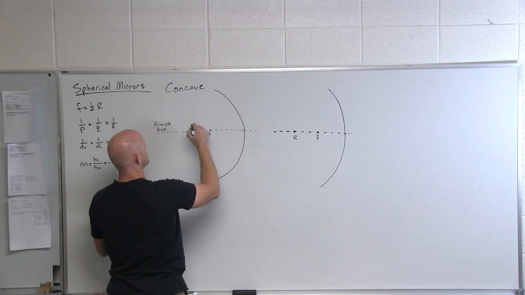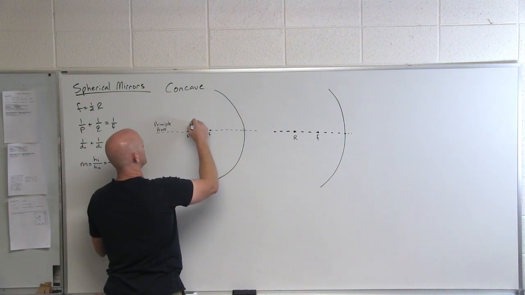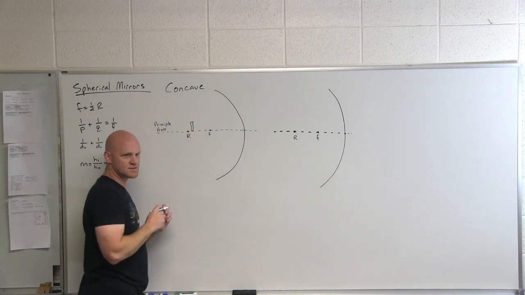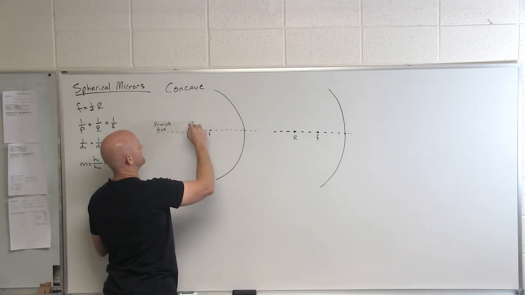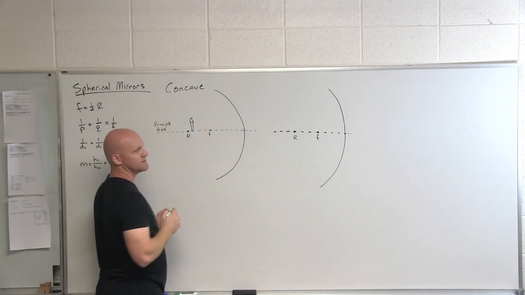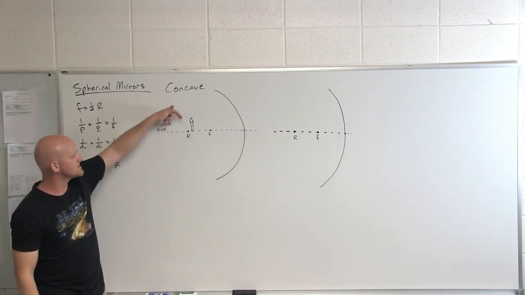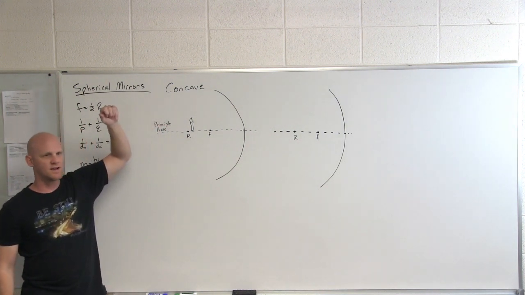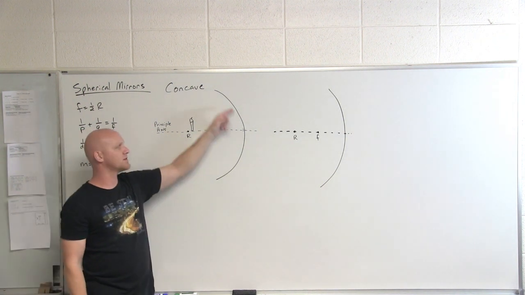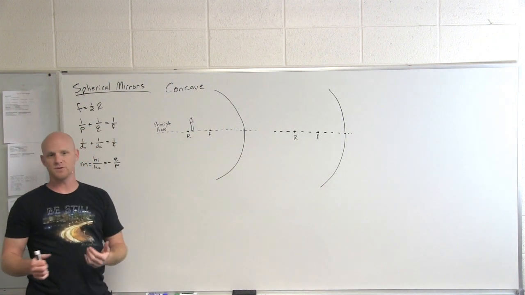So let's say I put a lovely object. Anybody know what the most famous object we put on here is? For whatever reason, it's a candle. So we just love putting candles for these things. In this case, I'm going to draw some light rays coming off that candle. We're going to see where they reflect off this mirror and draw some conclusions from that.